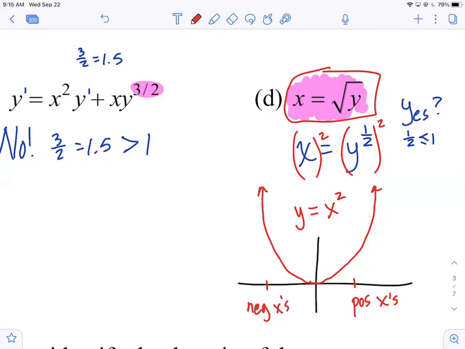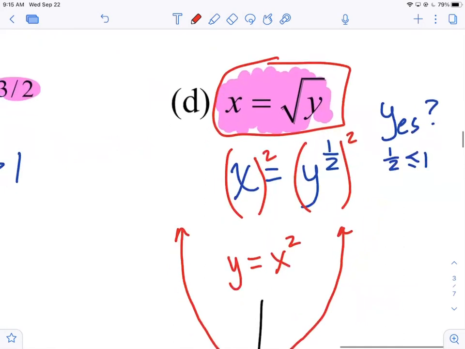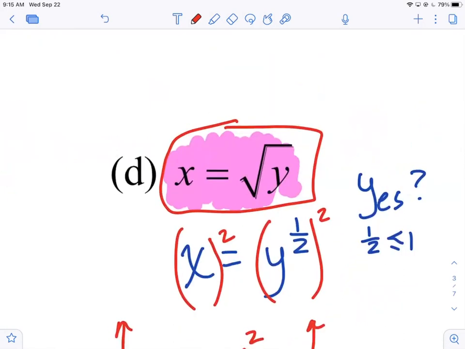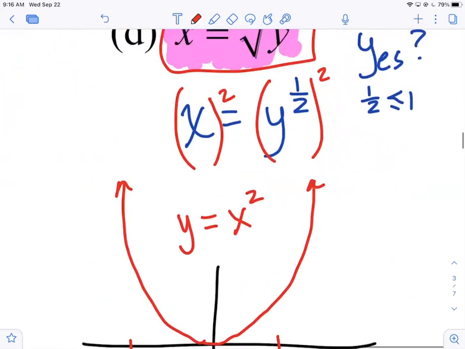So x can be 0. But x is never going to be negative because this is a positive square root. All right? So if you look at this original equation, x equals the square root of y, we know that x is always going to be greater than or equal to 0, always. So when we solve it down here, and we get y equals x squared, we just have to limit it to what the original statement requires.